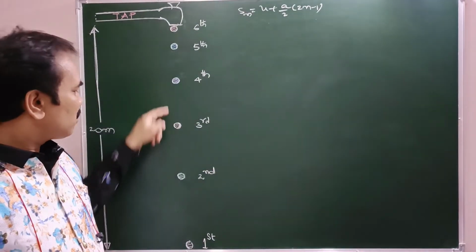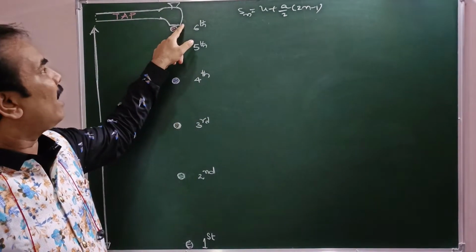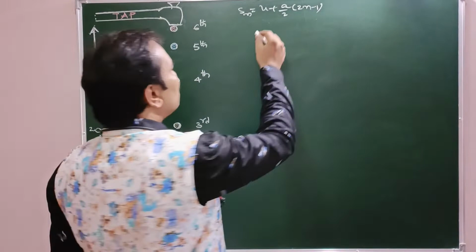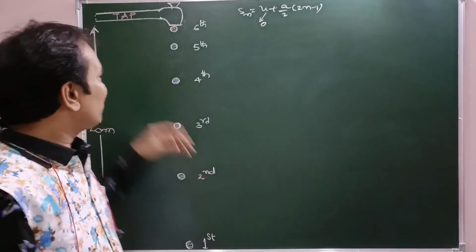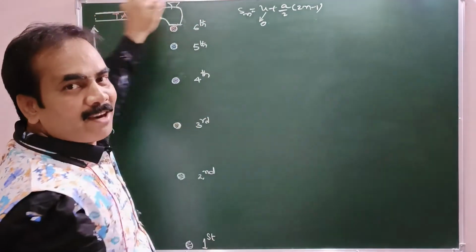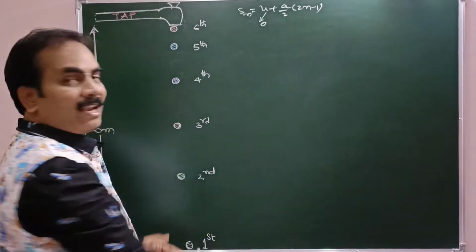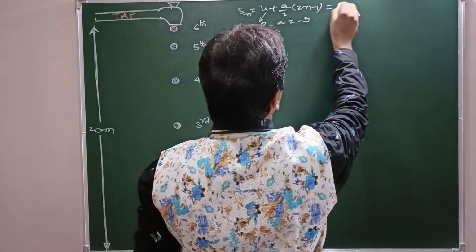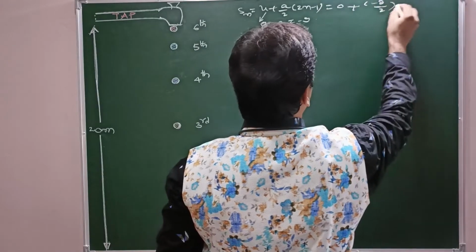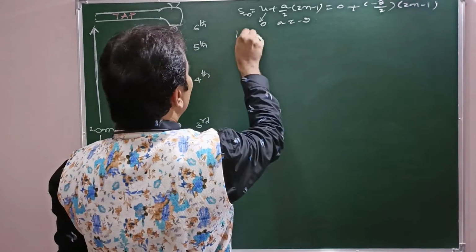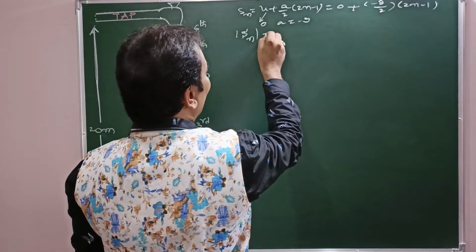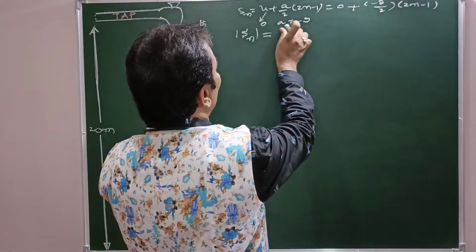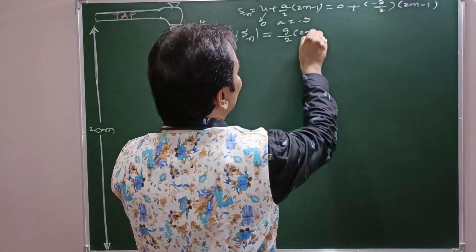Here, these drops are falling with zero initial velocity. At the site of the tap, what is the initial velocity of each drop? Zero. So u is 0, and a becomes minus g, because the tap is our reference level and all drops fall vertically from it. So Sn equals 0 plus minus g by 2 into (2n minus 1). Taking the modulus, minus minus g becomes plus g, so Sn equals g by 2 into (2n minus 1).